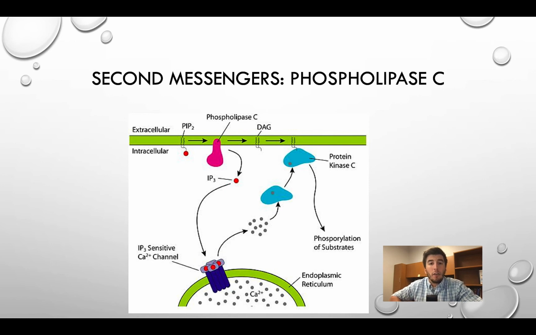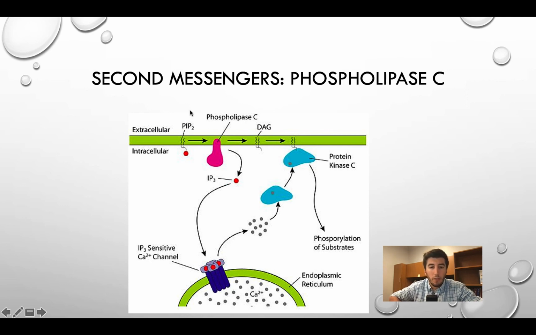When it comes to phospholipase C, which is the other second messenger system that we're going to talk about, you can see that out here, you're going to have the extracellular space and the intracellular space. PIP2 is going to be cleaved into an IP3 via phospholipase C. When this happens, this PIP2 is also going to release a diacylglycerol. This DAG stays within the cell membrane and travels, and whenever it starts to accumulate in high levels, this protein kinase C is going to grab it.